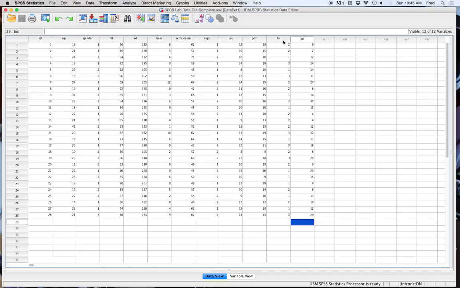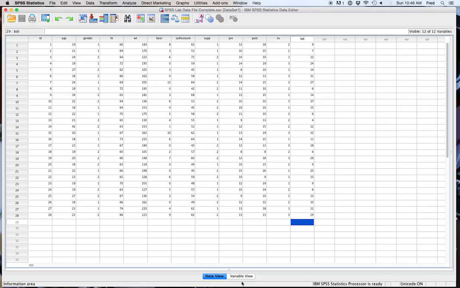Our treatment variable, TX, is medical shorthand for treatment or therapy. We've got our three groups entered, and then in the BDI variable, we have the Beck Depression Inventory score for each of our participants.